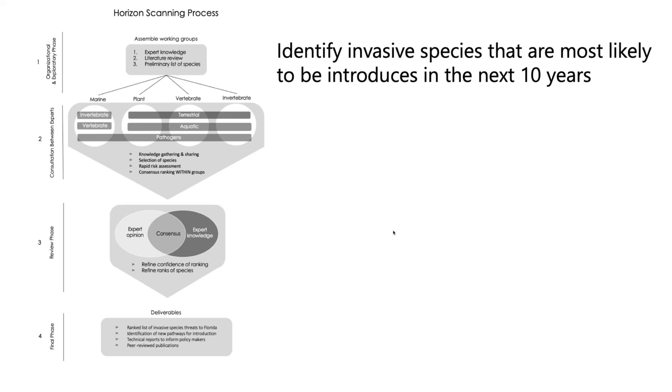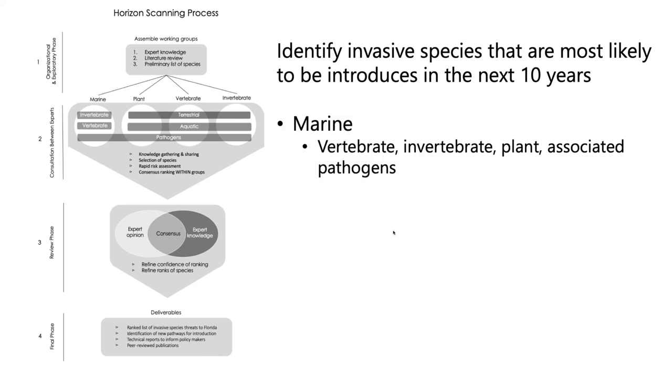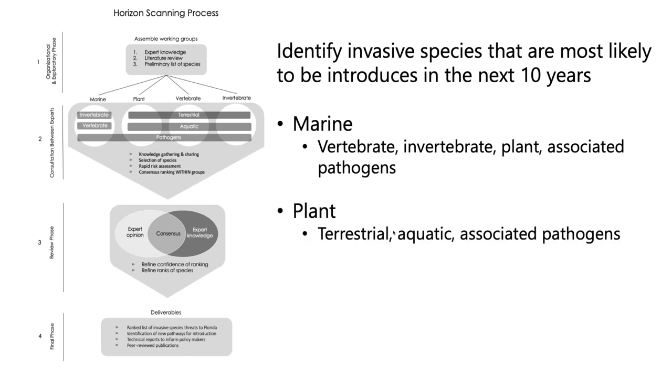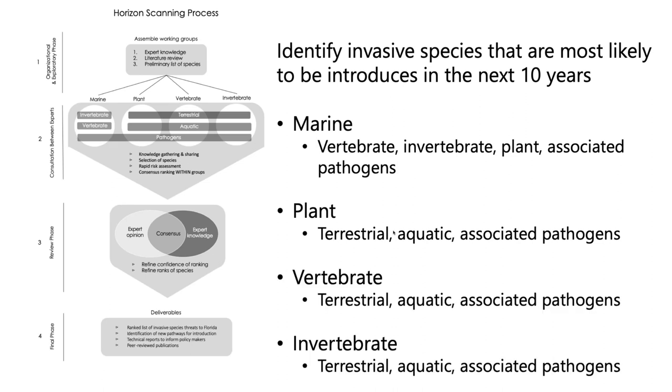It's a four-part process with the organizational and exploratory phase, consultation between experts, review, and our final phase. Basically, we've done the organizational phase. We've got our lists set up. We've moved into this consultation between experts. We divided our teams into marine, and vertebrate, invertebrate, and plants. Our plant team looks at terrestrial and aquatic, vertebrates terrestrial and aquatic, and our inverts.